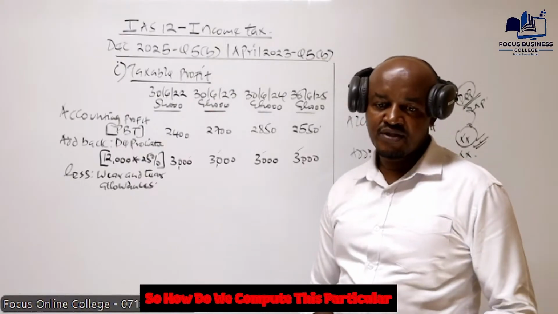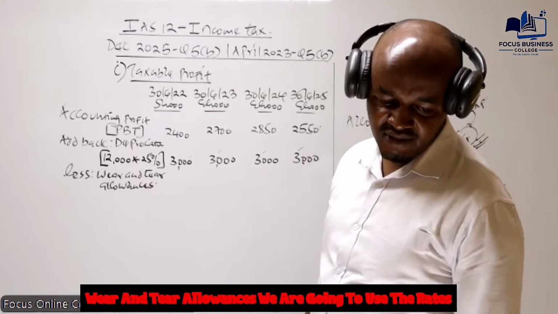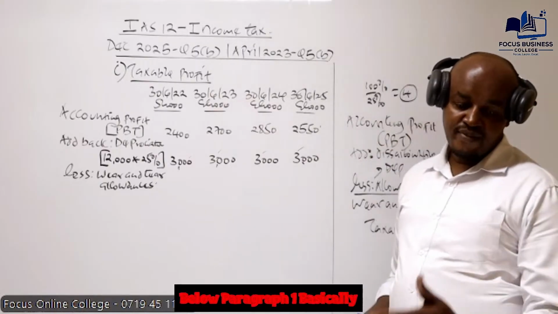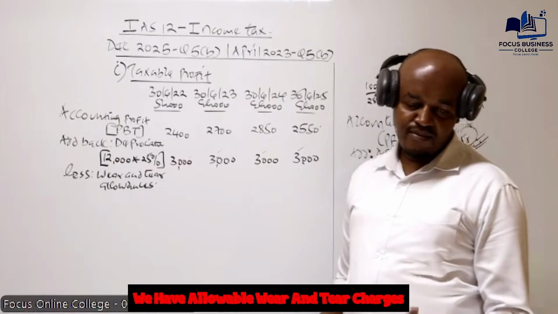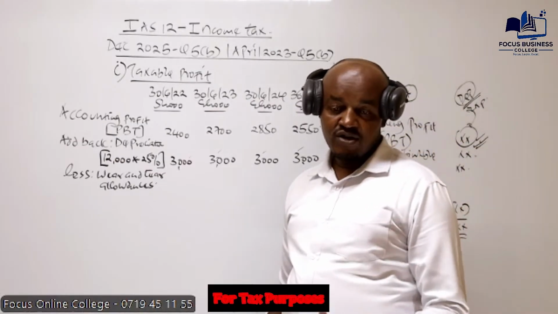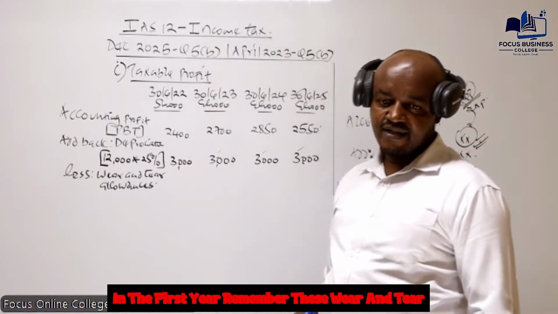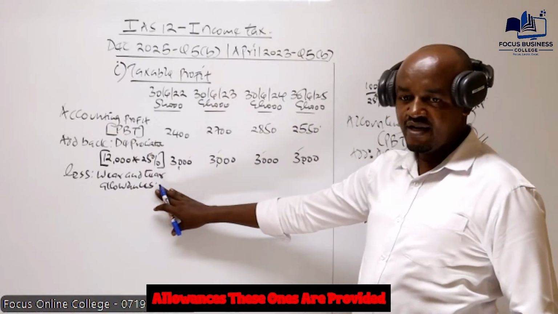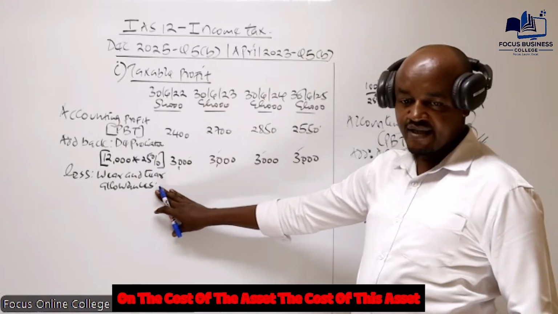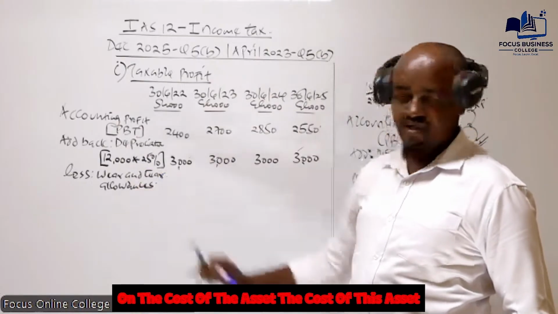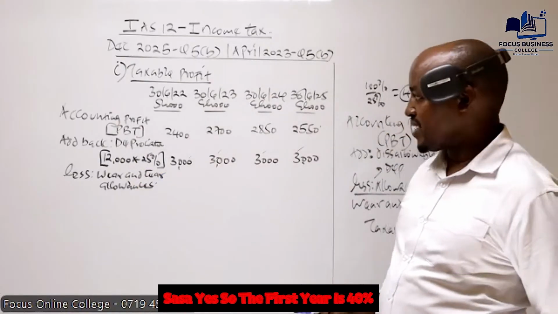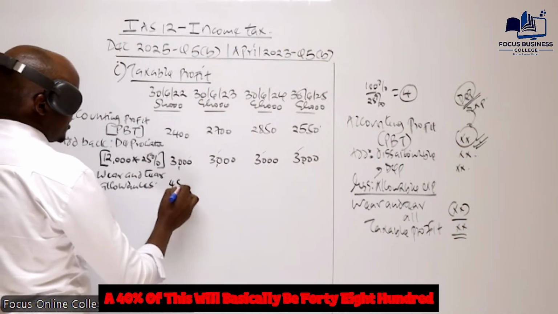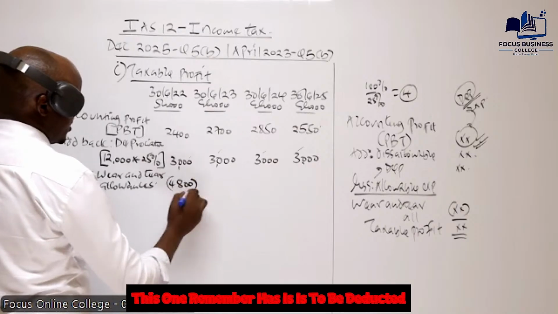So how do we compute these particular wear and tear allowances? We are going to use the rates which are given below paragraph 1, the allowable wear and tear charges for tax purpose. Remember, these wear and tear allowances are provided on the cost of the asset. So the first year is 40%. 40% of this will basically be 4,800. This one, remember, is to be deducted.